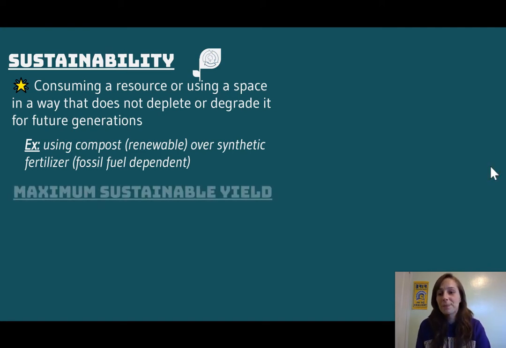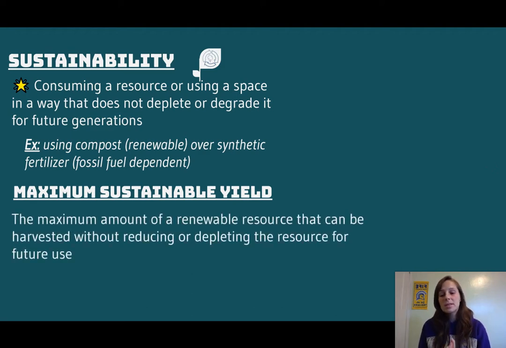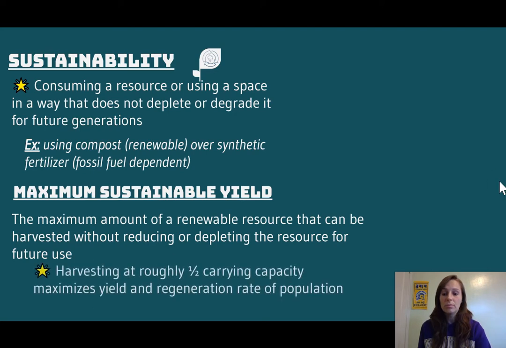They're running out. Now, there's this idea called maximum sustainable yield, and this is the maximum amount of a renewable resource that can be harvested without reducing or depleting the resources for future use. And in order to have this maximum sustainable yield, generally what we say is that harvesting at roughly half of the carrying capacity is going to be that sweet spot of maximizing our yield and what we get from it, and also allowing the population to regenerate at a sustainable rate.